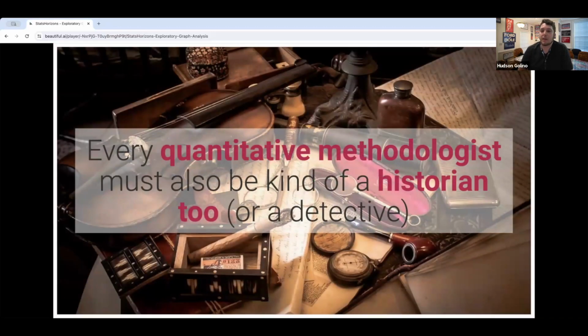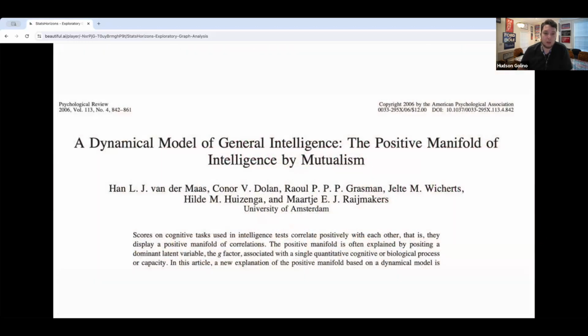So I believe that every quantitative methodologist must also be a kind of historian too, or a detective. So let's make a summary of the recent developments in the field. So in 2016, Professor Han van der Maas from the University of Amsterdam published a very interesting paper called A Dynamical Model of General Intelligence, the Positive Manifold of Intelligence by Mutualism.